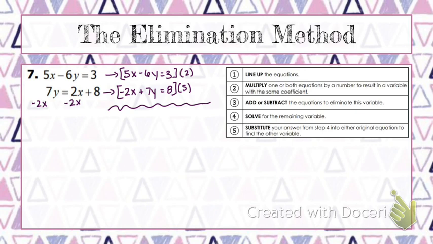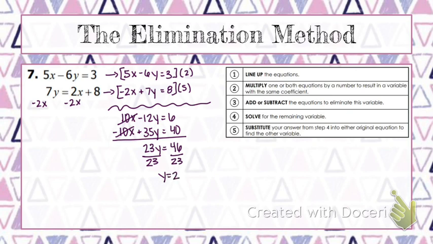And we're going to start with the top one and distribute that 2 to get 10x minus 12y equals 6. And on the bottom, we'll distribute the 5 to get negative 10x, oh, nope, we're not changing the sign, plus 35y equals 40. Now we can add these together. So that's going to give us 0. Negative 12 plus 35 is 23y equals 46. And then we want to divide both sides by 23 to get y equals 2.